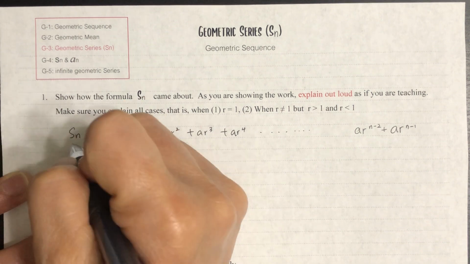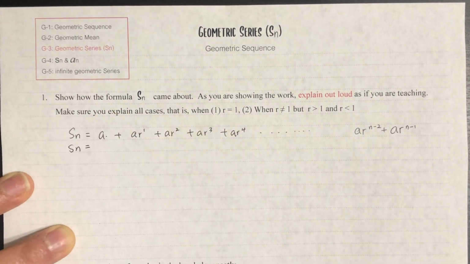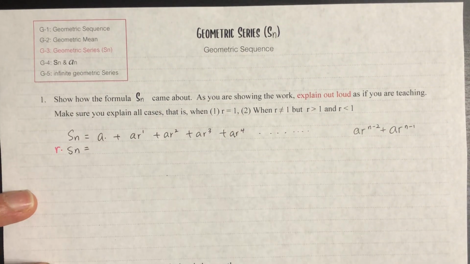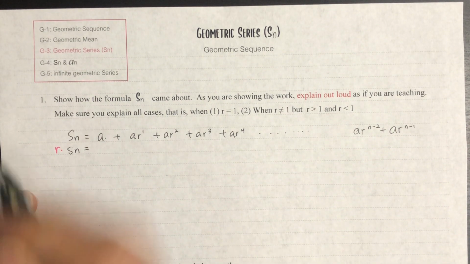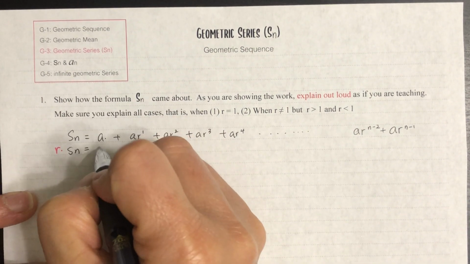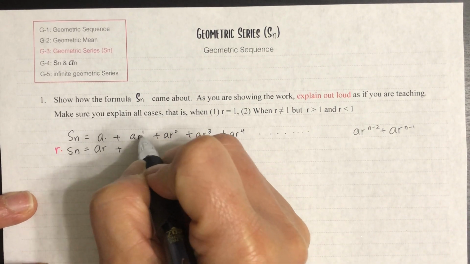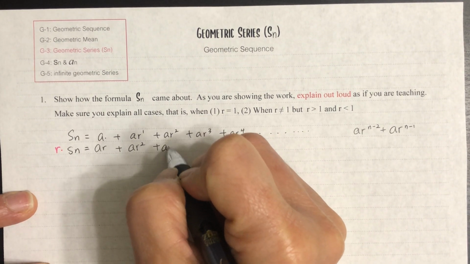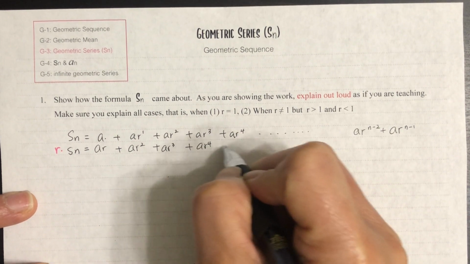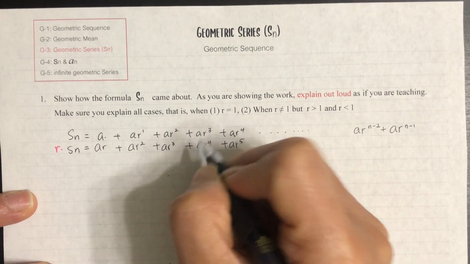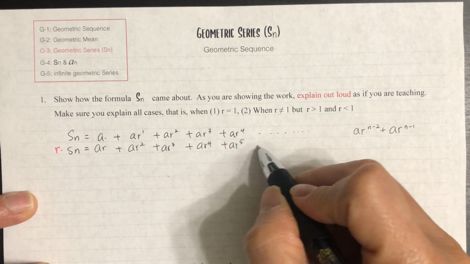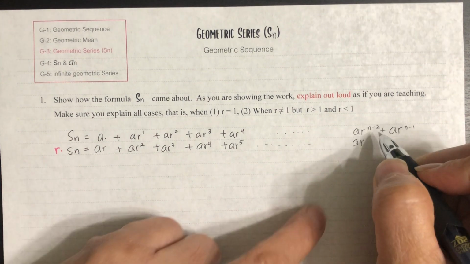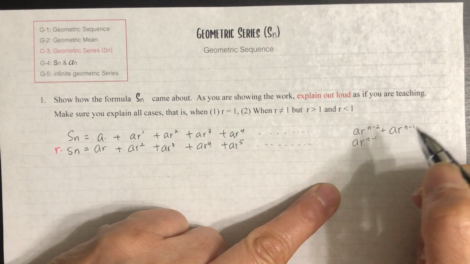And then to this, I am going to write another one, but in this case, I am going to multiply everything by the ratio. So if I multiply a by r, it will be ar. The next one, ar times r, will be ar squared. ar squared times r will be ar cubed. So on and on, it'll be one more r than the line above because I'm multiplying by r. And it's going to go all the way here, and if I multiply ar to the n minus 1 by another r, it's going to be ar to the n.